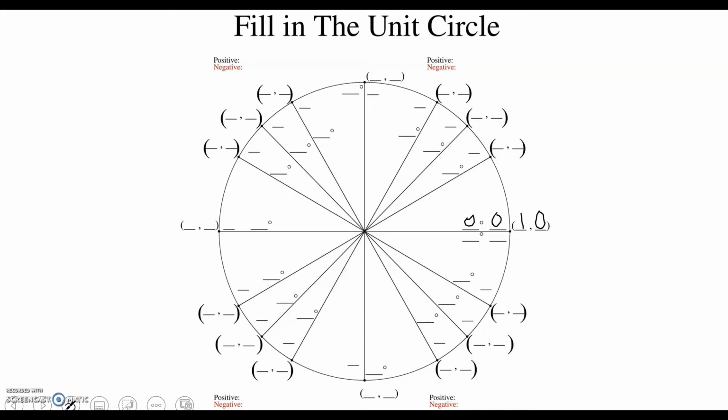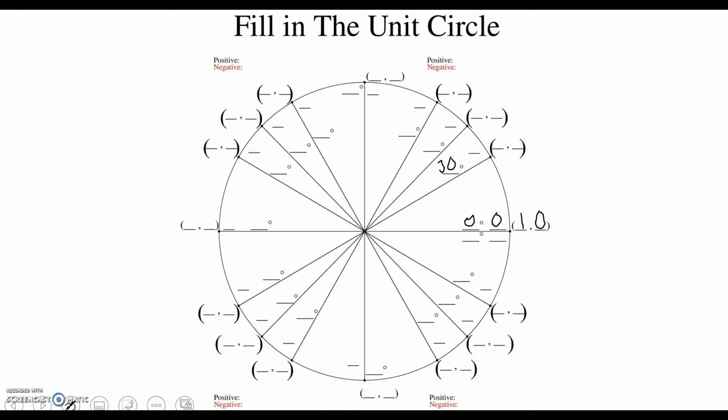Then the next angle we have is our first special angle, which is 30 degrees. Now, if you're in my class, you have this blank unit circle in your handout. But if you're not in my class, I've included a link to where I got this blank unit circle from, so you can fill it out with me. And so this is 30 degrees.